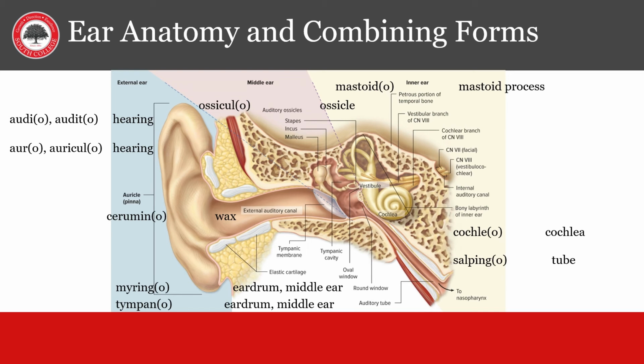Salpingo refers to the tube, like the eustachian tubes that regulate pressure. Myringo and tympano refer to the tympanic membrane and the middle ear. Lastly, cerumino refers to earwax. Always remember to swab on the outside.